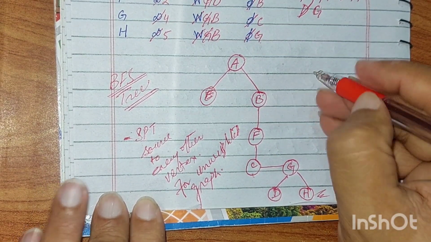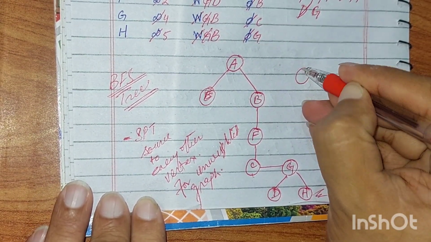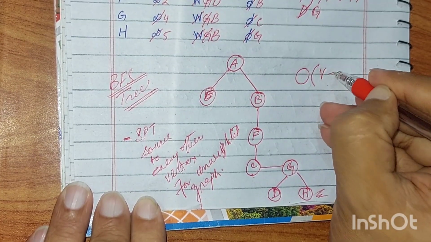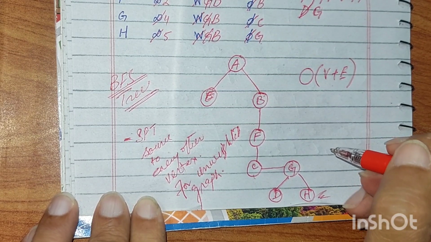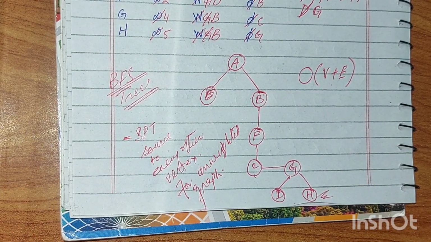The time complexity of this algorithm is big O of V plus E, that we will discuss at length in our next lecture. I hope you will be able to understand this one.